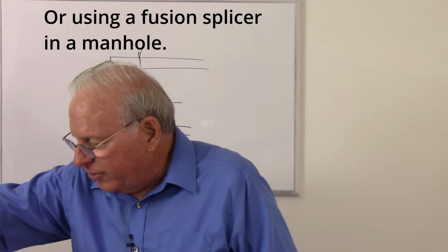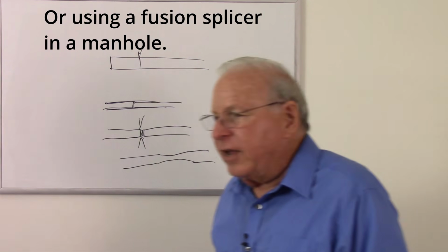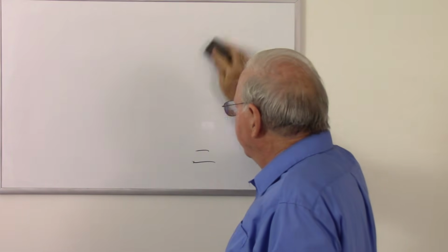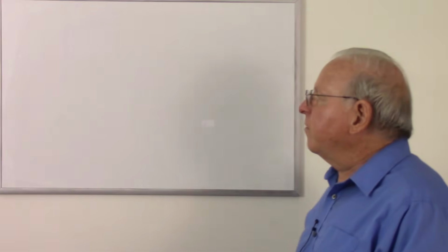Where are we going now? Testing. Okay, different ways to test fiber optics. Let's say you have a dead fiber. You suspect it might be broken. You can use what's called a visual fault locator.